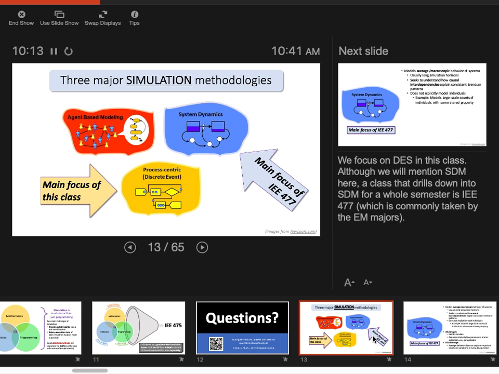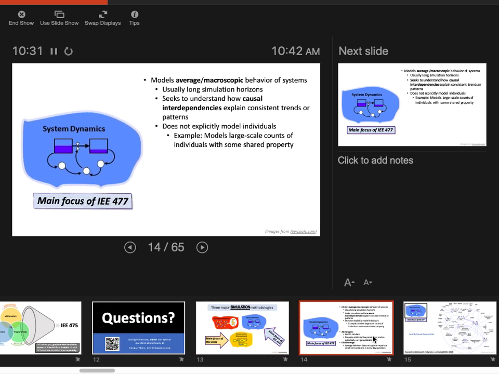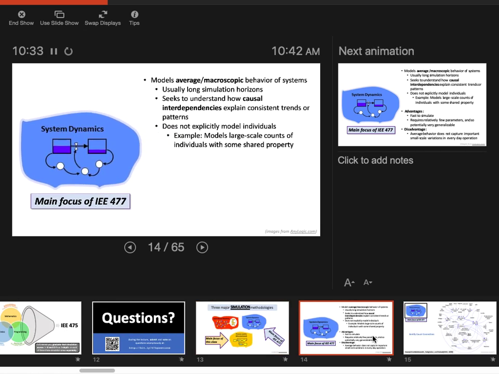So if you're interested and you've got the credits left over, you might be interested in that class too. It's very different the way they simulate, but it's complementary to what we do here in this class. So this class is these discrete event system simulation models. I'll get into those things in a second. So the system dynamics modeling they go over in 477.